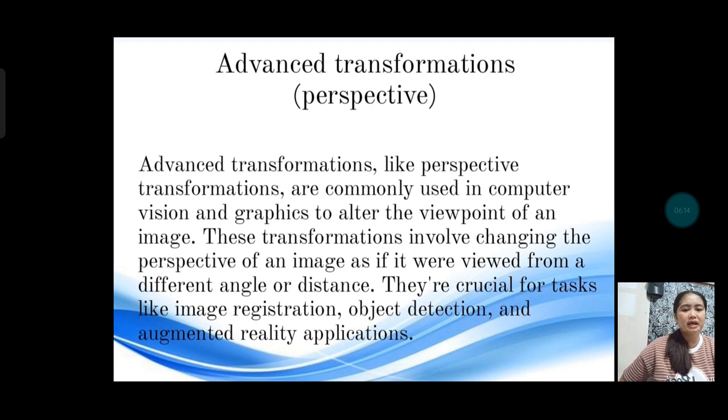Advanced transformations like perspective transformation are commonly used in computer vision and graphics to alter the viewpoint of an image. This transformation involves changing the perspective of an image as if it were viewed from a different angle or distance. They are crucial for tasks like image registration, object detection, and augmented reality applications.